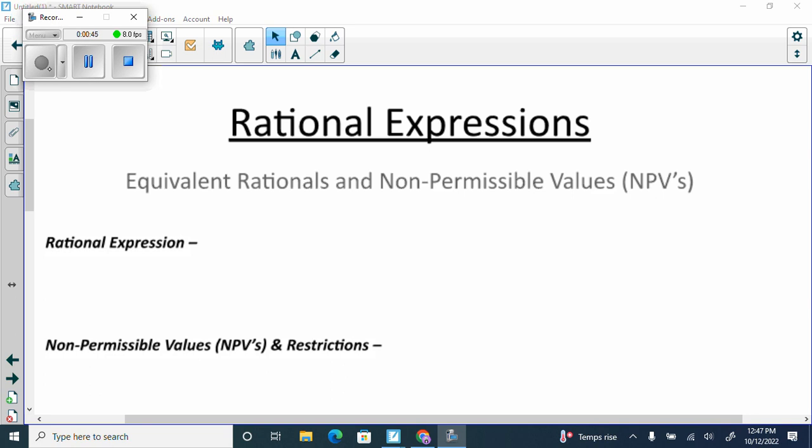Rationals are fractions with variables. Because what's better than a fraction? A fraction with variables. Right? Okay. So a rational expression is like, say I give you x plus 1 over x plus 3. That would be a rational expression. It's where you have variables in it. So it's not just a fraction, because fractions are fun. It's an amped up fraction. It has variables.